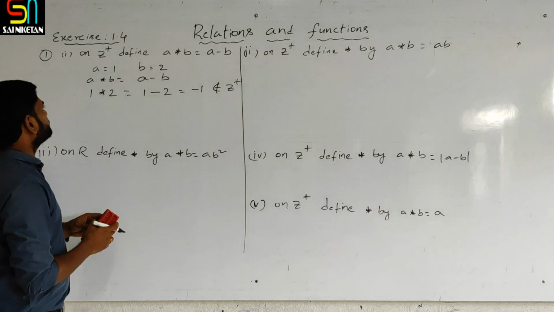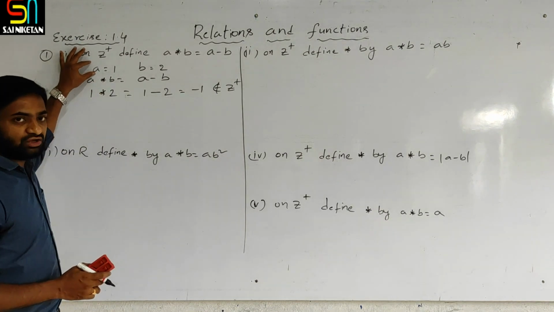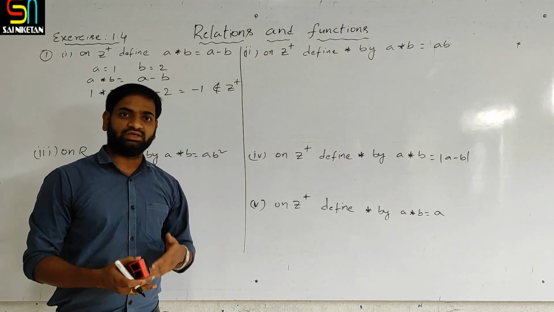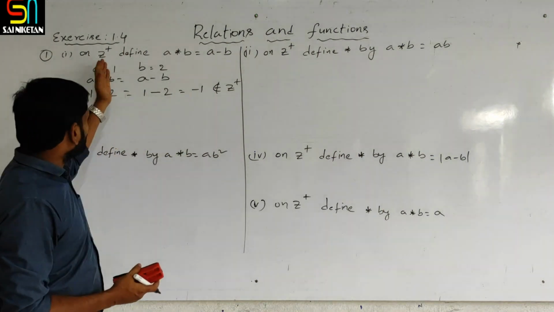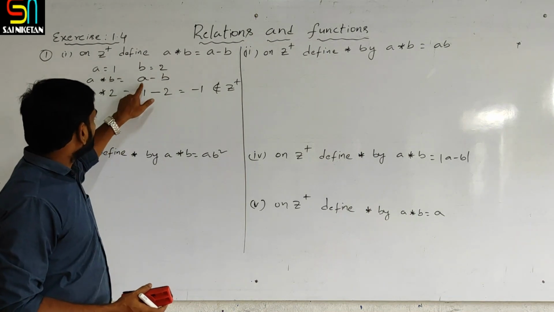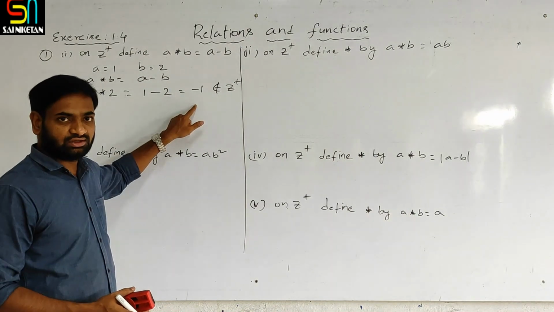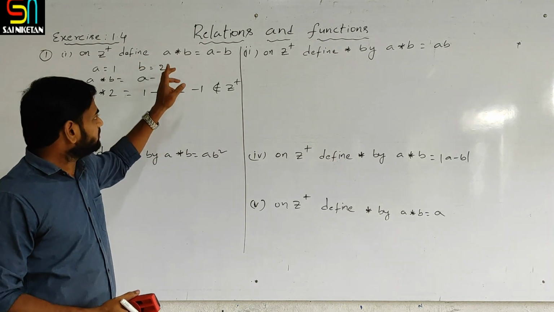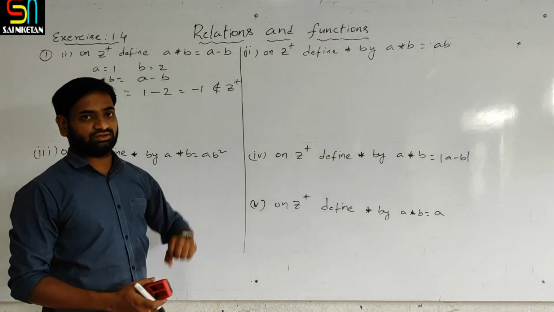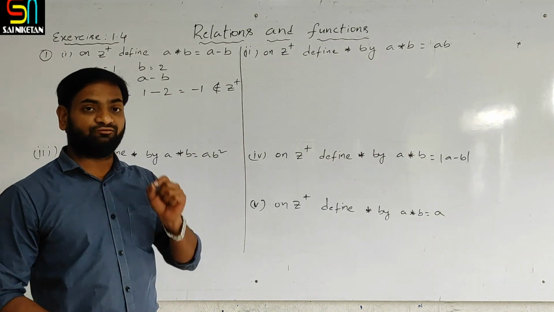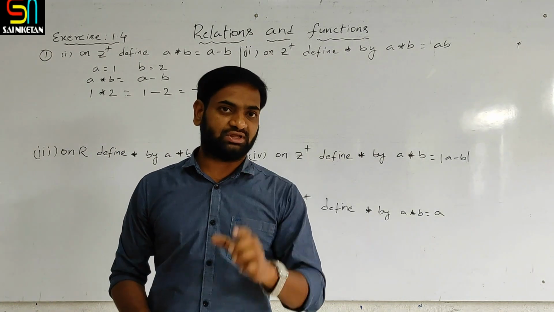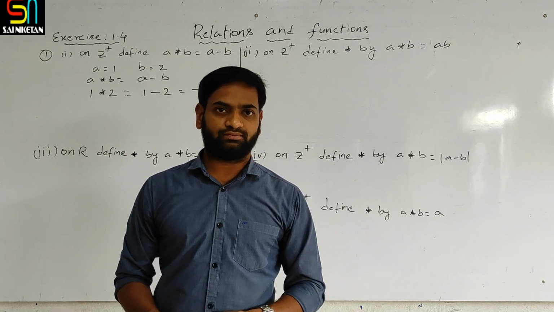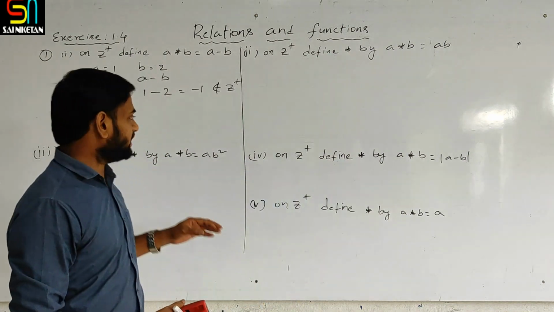Remember carefully. Here we have to choose A value, B value. Anything you can choose. You can choose 2, 1 also. If you choose 2, 1, 2 minus 1 is 1. Now this 1 belongs to Z plus. But this operation should be applied for every element of Z plus. For every element it should hold.